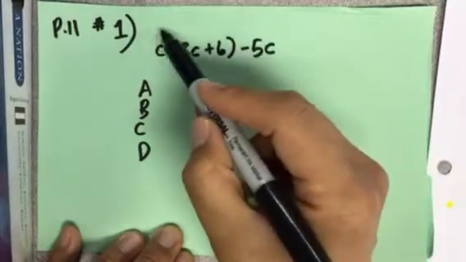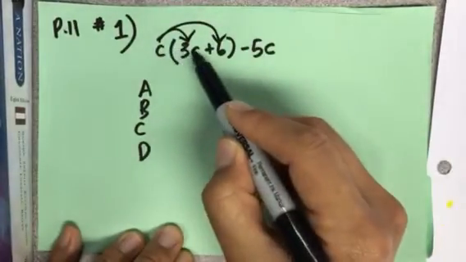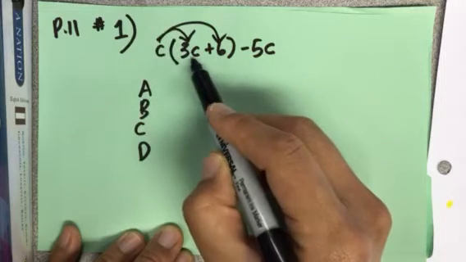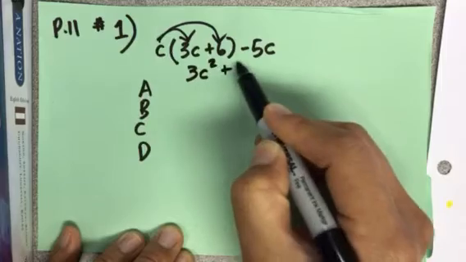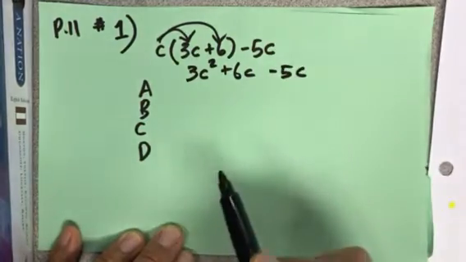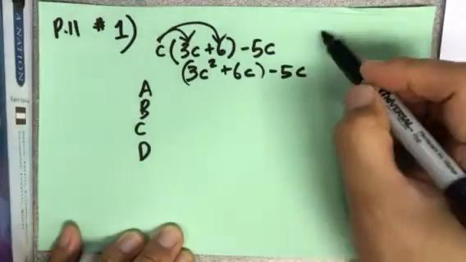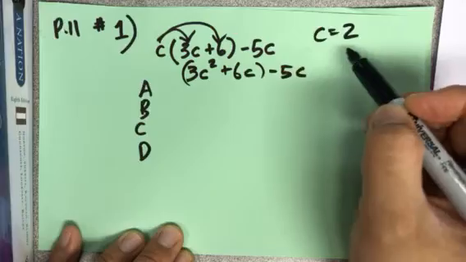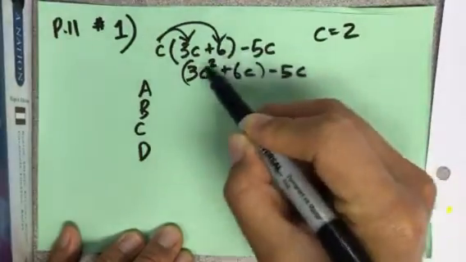Okay, so what I'm going to do first, I'll just distribute it first. I'm going to go like that and like that. Okay, so 3C times C is 3C squared plus 6C, and that's going to be all minus 5C. Okay, so now we're going to say C equals 2. So this is a number that I'm plugging in myself. We're going to take that number and plug it in, okay?